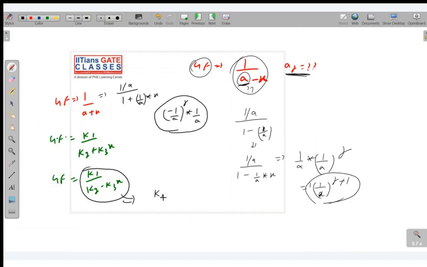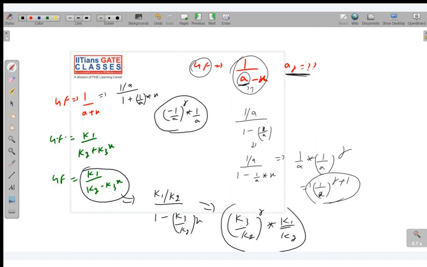K1 by K2 into K2 upon K3, so K3 by K2. What will be our answer? K3 by K2 power r multiplied by K1 by K2. Is it okay? What about this?